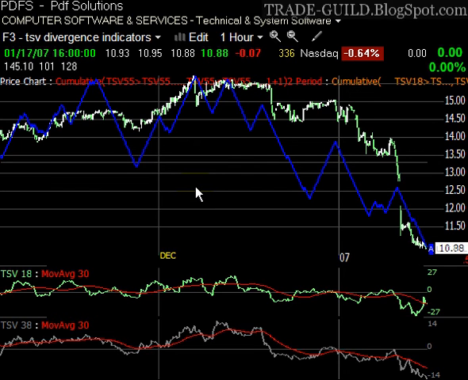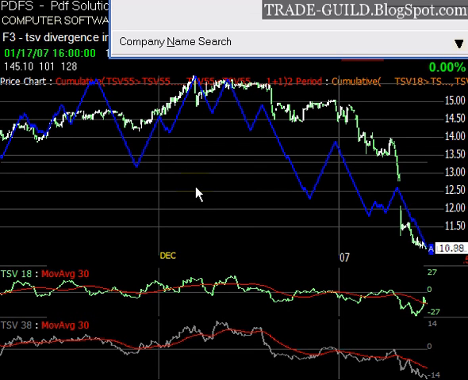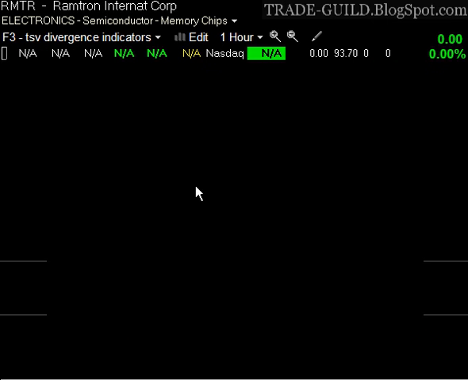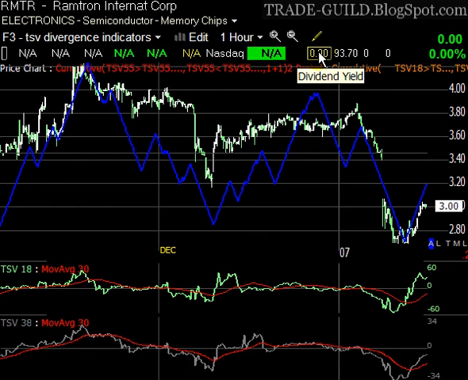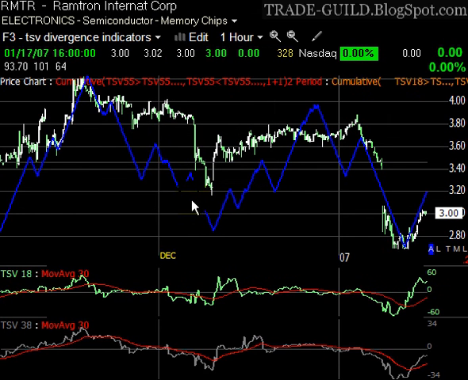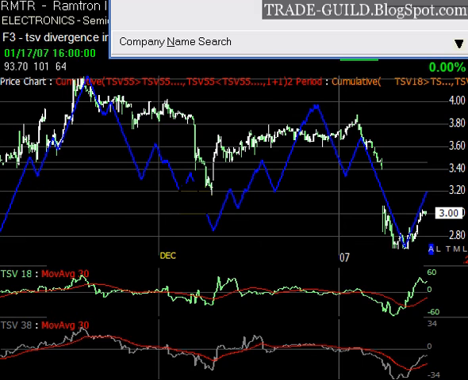Another one that's looking pretty bad, same kind of deal here, is RMTR, and I'm not sure if I featured these or not on the blog, but they were definitely on my watch list. Here's the divergence right here, you can see, and it's broken down pretty hard off that. I've just got about a minute left. I want to mention a couple ideas real quick.